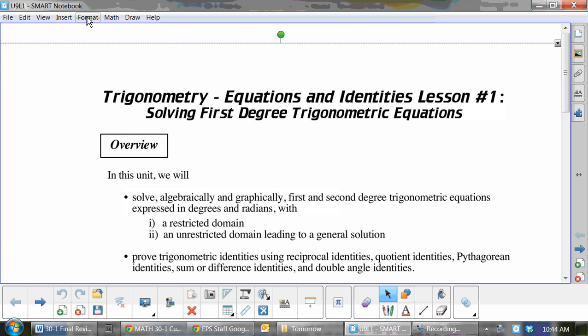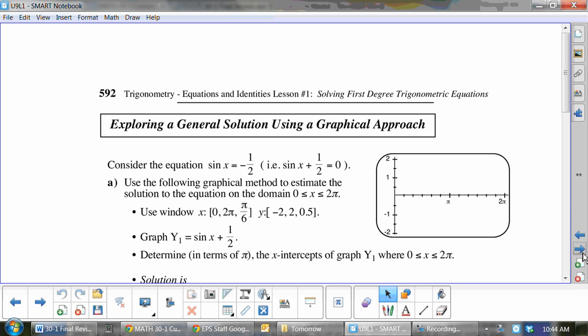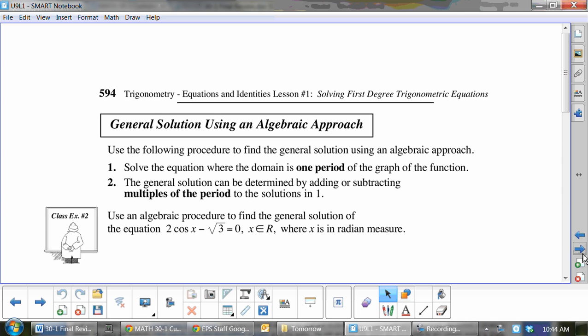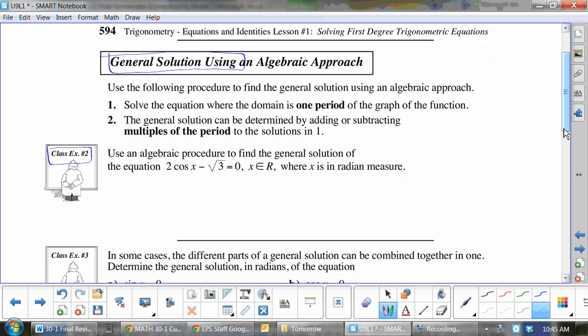Okay, so we're doing just sort of review today with one little bit. So we're going to go to page 594. And now we're going to talk about a general solution. Now, example 2 will show you what a general solution is. So I can use it to teach it instead of all those pages before.